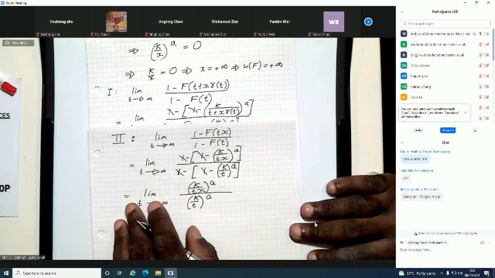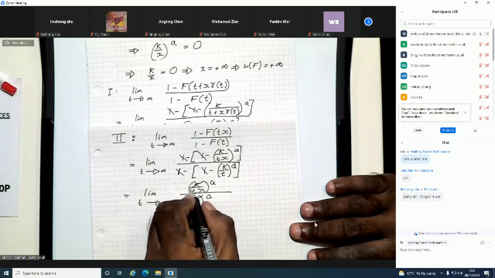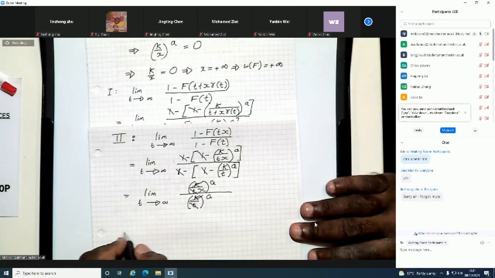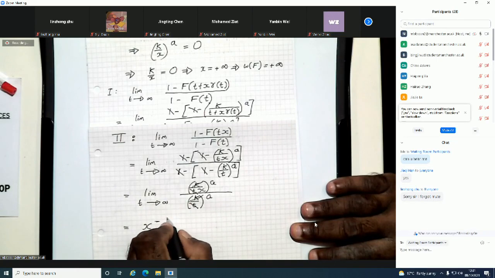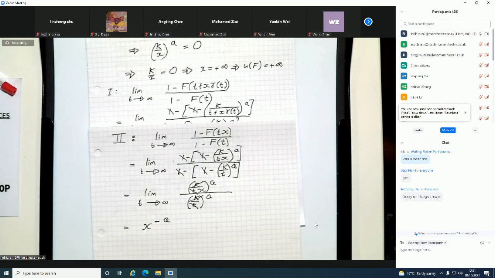Now the k and the k cancel, and the t cancels. So what you have is that this is equal to x to the power minus a, right? And hence condition 2 is satisfied. Right? Remember the condition.